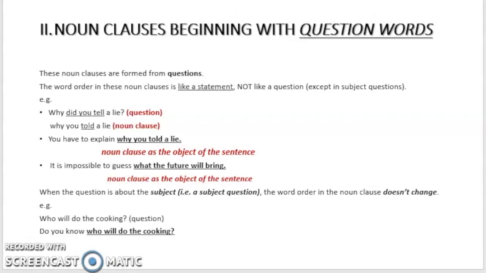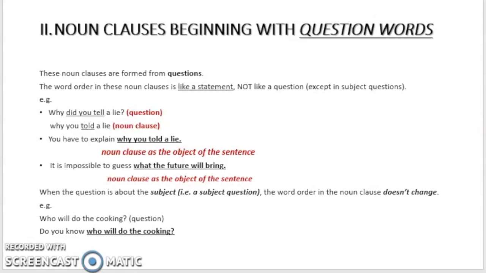So far, we've looked at noun clauses beginning with that and functioning as the object of the sentence. Now, we'll have a look at noun clauses that begin with question words such as where, how, what, etc., and function as the object of the sentence. Unlike that noun clauses, which are formed from statements, these noun clauses are formed from questions. In other words, they begin with a question word. Also, the word order in these clauses is like a statement, not like a question, except in subject questions.